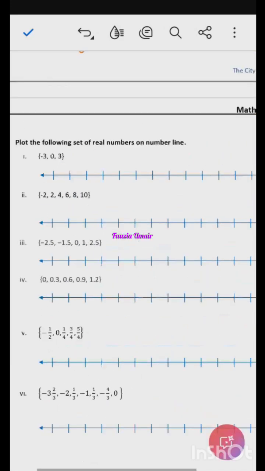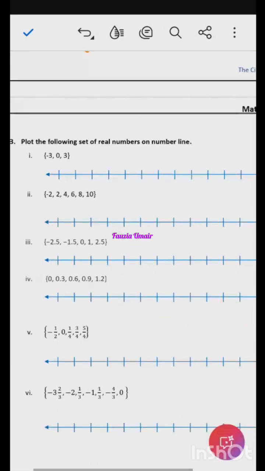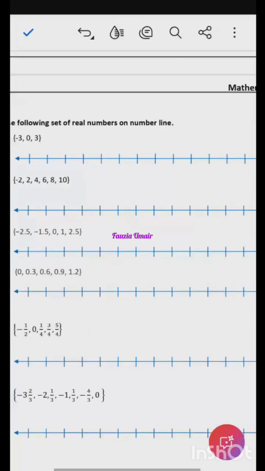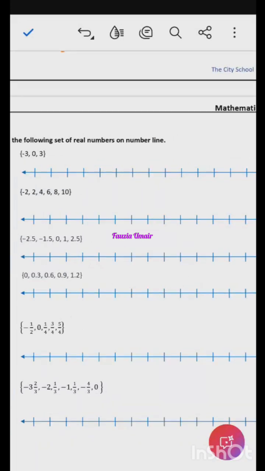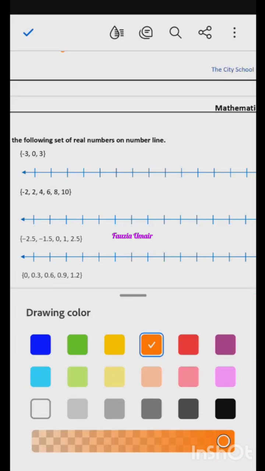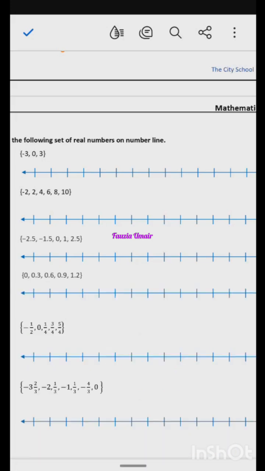So the next question is again a question of plotting real numbers on the number line, but this time we are not given any labeling. So the labeling we need to do on our own. The first one is we need to label 3 integers. We can easily plot the 3 integers, but we need to do the labeling on our own. So for example, if I start, this is -3, -2, -1, 0, and this is 1, 2, and 3.